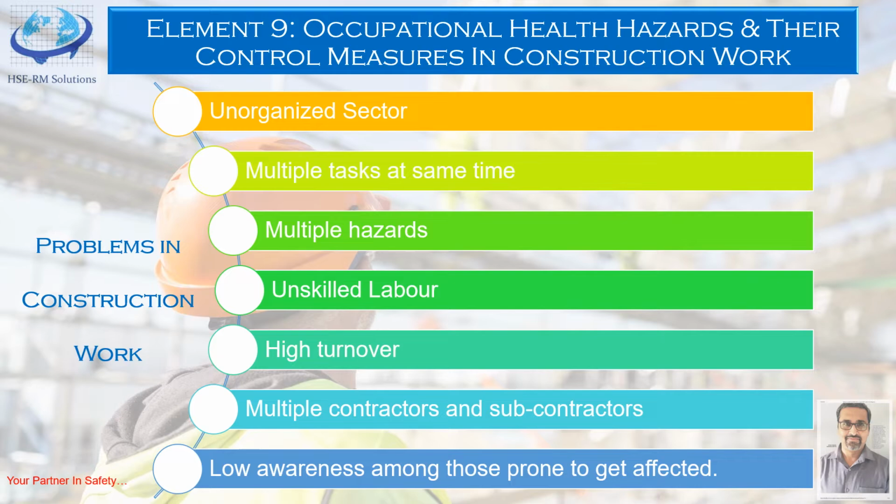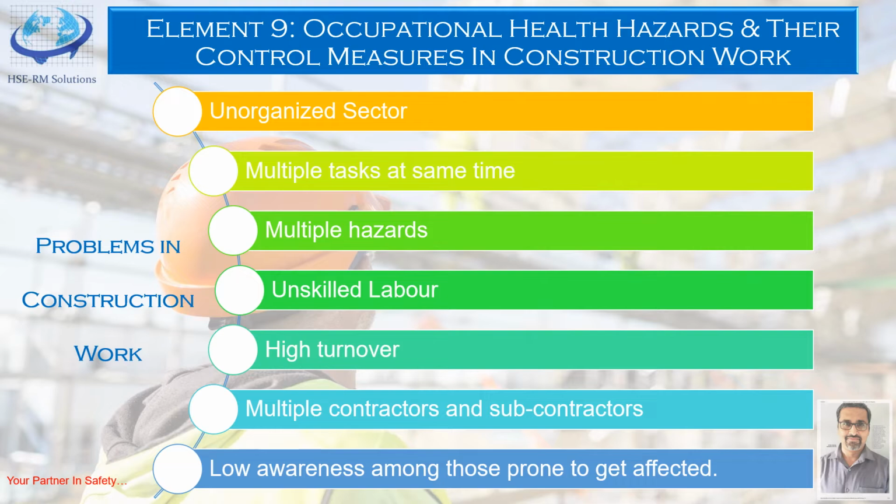Now the second biggest challenge is that there are multiple tasks at the same time. When there are multiple tasks involved, there are multiple hazards. Now the laborers are unskilled. That is the biggest challenge, because they don't have any formal qualification criteria. They have just learned from the work that they have been doing for years. Then there is a high turnover of labor when it comes to a huge quantum of work spread over infrastructure or construction projects. So there's a huge turnover.